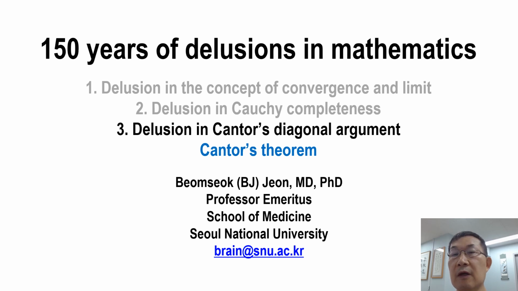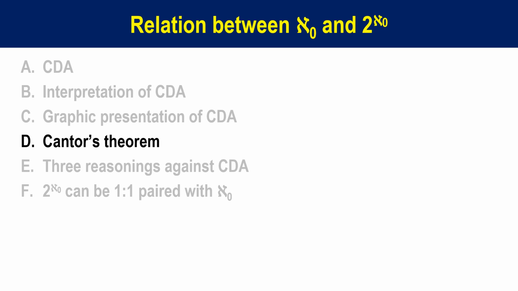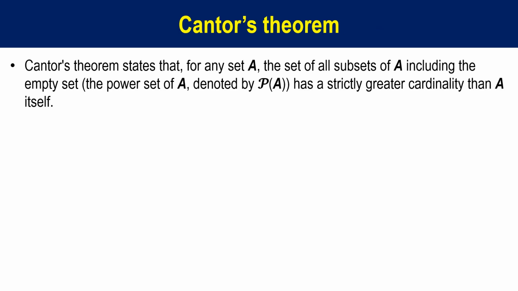I'll discuss Cantor's theorem, which is a generalized version of Cantor's diagonal argument. Cantor's theorem states that for any set A, the set of all subsets of A, including the empty set, the power set of A, written as P(A), has a strictly greater cardinality than A itself.